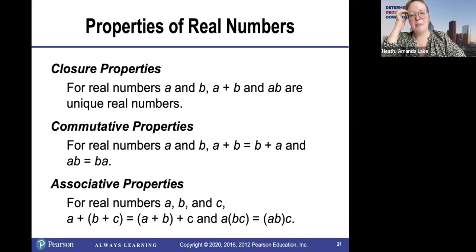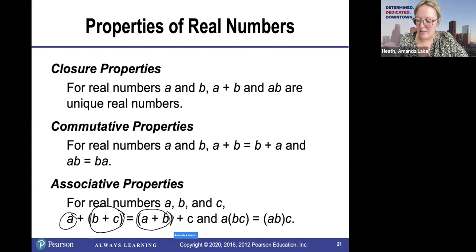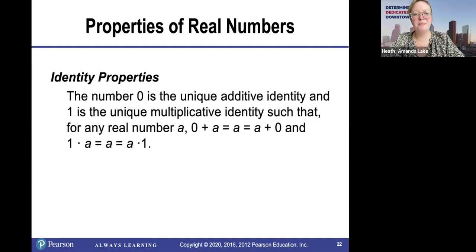Then our associative properties tell us that grouping in our operations with 3 elements doesn't matter. So if we have real numbers A, B, and C, then we can add together B and C and then add A to it, or we could add A and B together and then add C together with it, and we'll get the same result. And the same is true of multiplication. We can group numbers together in any order we like, as long as we're doing all addition or all multiplication.